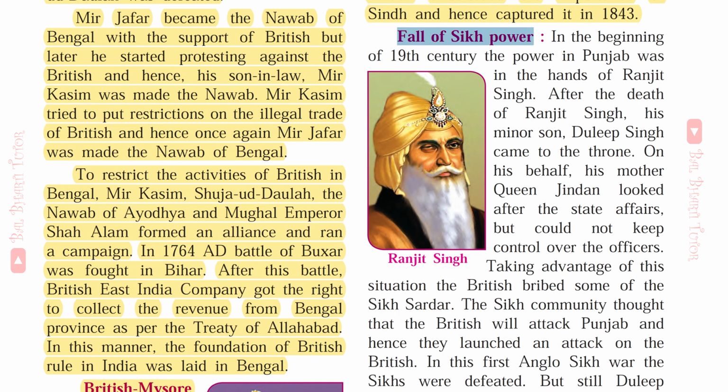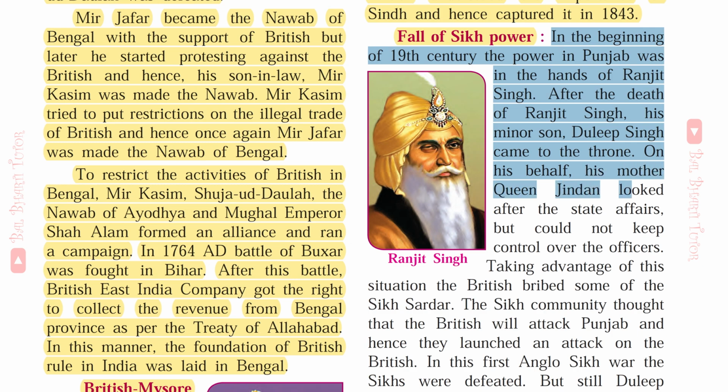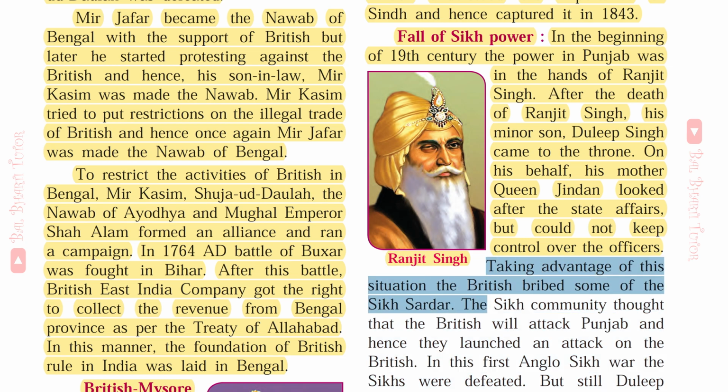Fall of Sikh power. In the beginning of the 19th century, the power in Punjab was in the hands of Ranjit Singh. After the death of Ranjit Singh, his minor son Duleep Singh came to the throne. On his behalf, his mother Queen Jindan looked after the state affairs, but could not keep control over the officers. This is the photo of Ranjit Singh. Taking advantage of this situation, the British bribed some of the Sikh Sardars.